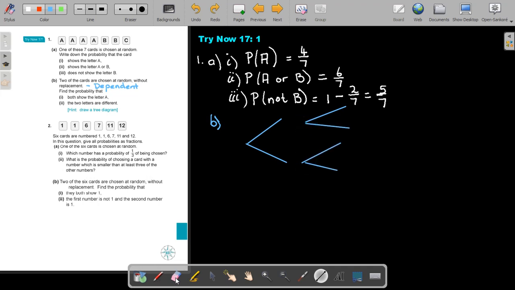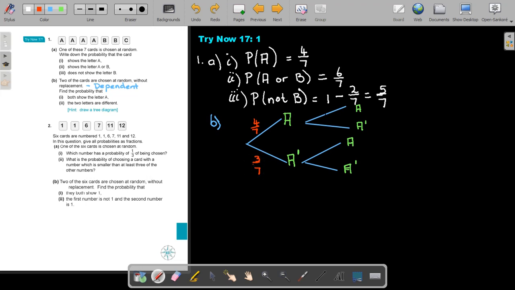Okay, so this was A, not letter A. I'm going to use it again because I showed you in the previous one. So this is A, and this is meaning not A. And this is again A, and this is again meaning not A. And this is A, and this is again meaning not A. Do you see that? So basically, how many A's are there? We said it was easy. There was 4 out of 7. So how many not A's are there? 3 out of 7.